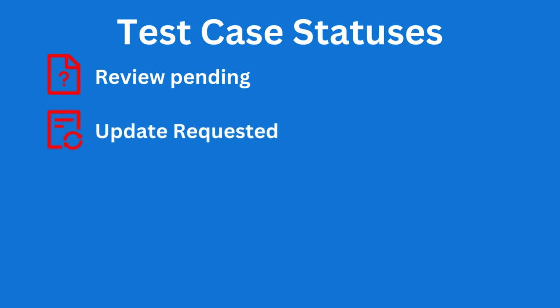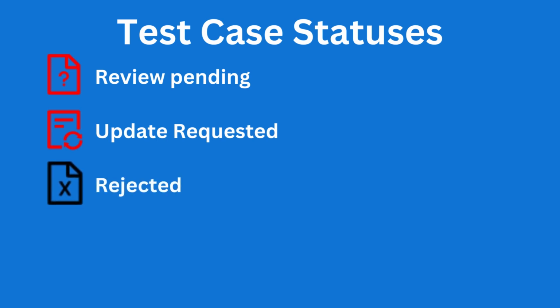Let us now see what the various statuses a test case can be in are. Review pending. This is the default status when a test case goes under the review process after add or edit operations. Once a test case is under review, it cannot be edited, deleted, or added to a test plan. Update requested. When a reviewer has requested the author to make some changes, the test case can now be edited, but only by its author.